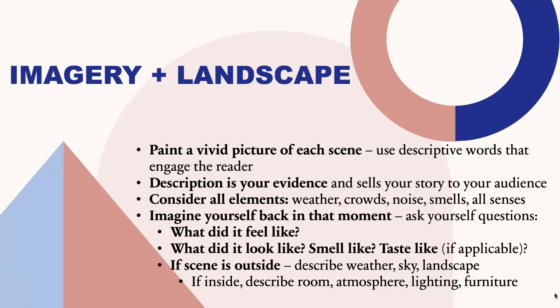Imagery and landscape. You need to paint a vivid picture for all your scenes. If you look at what I posted today, the Son of a Gun narrative excerpt that has great vivid imagery, use that as a model for how to write a narrative because I think it's great. A great model of how to write with description.